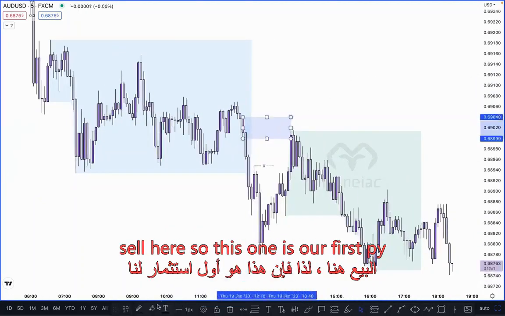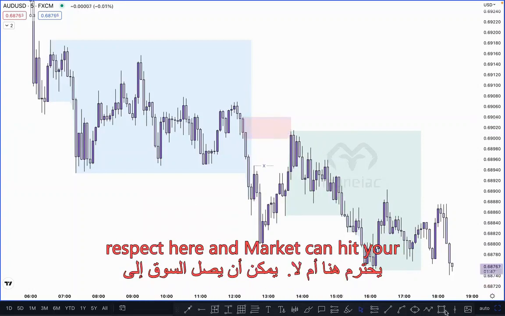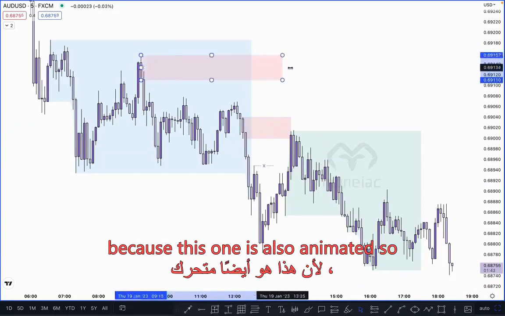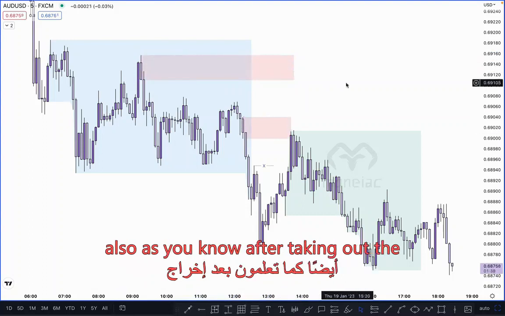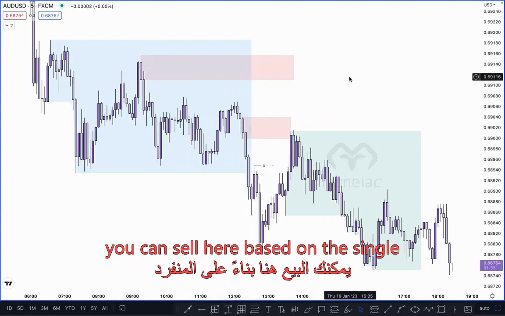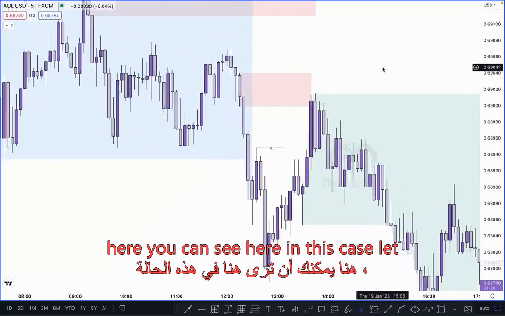This one is our first POI, and sometimes you can see that if the market does not respect here, the market can hit your extreme POI, which is here, right? Because this one is also unmitigated. So price can hit here, and this one, as you know, after taking out the inducement is a 50% probability, but you can sell here based on the single candle order block. So how can you sell here? Let me show you exactly.